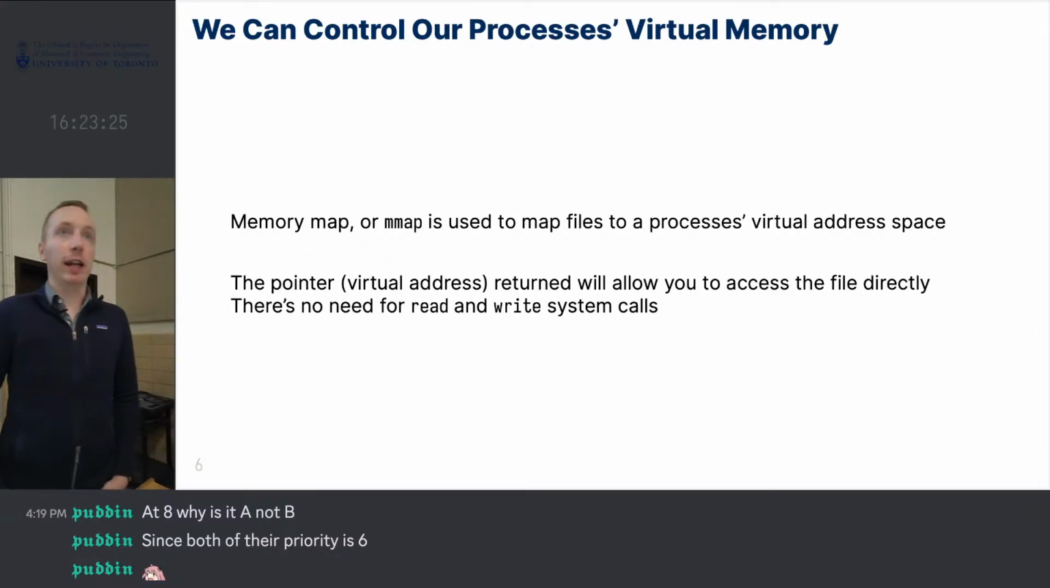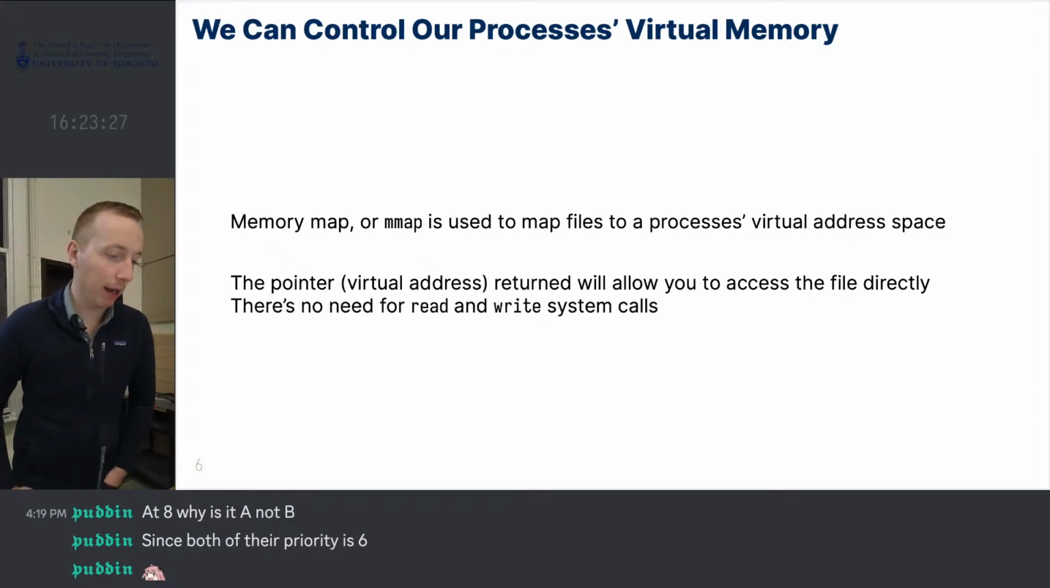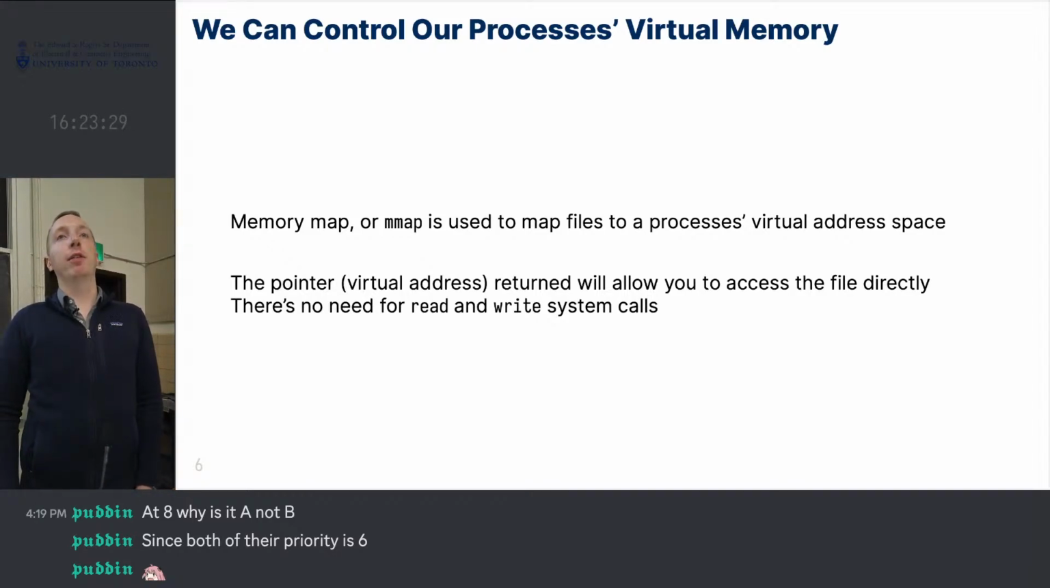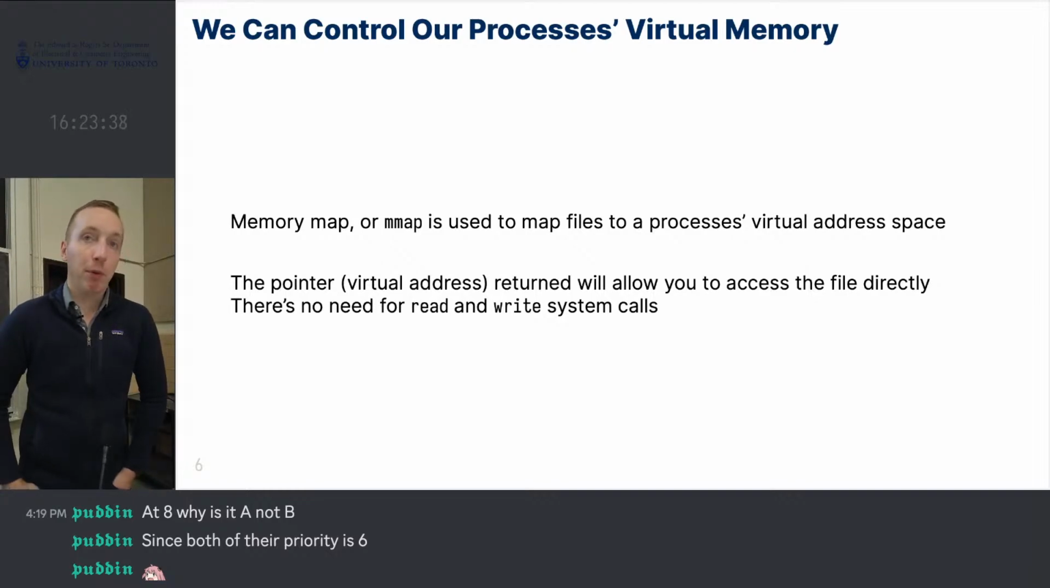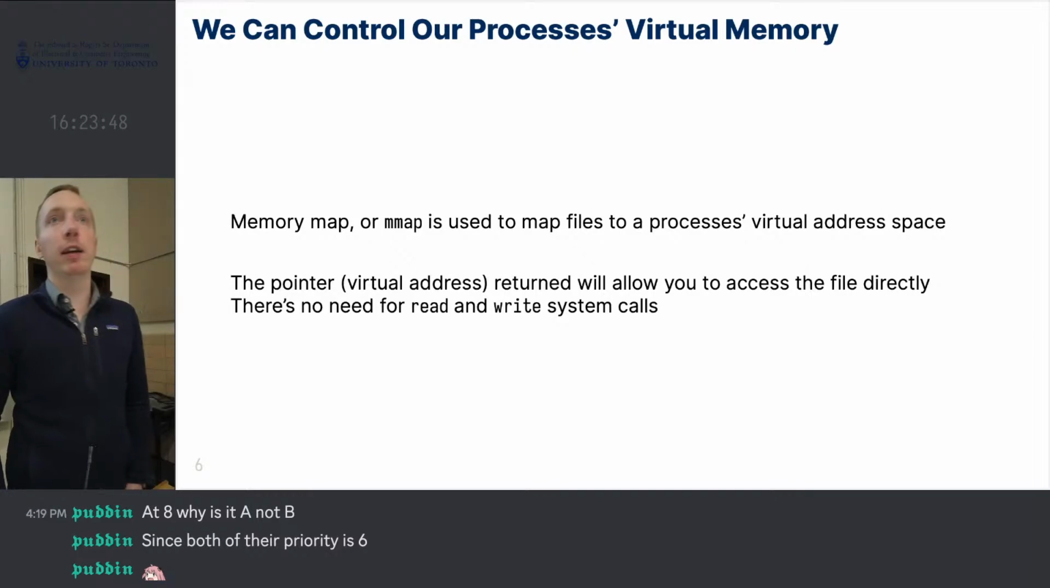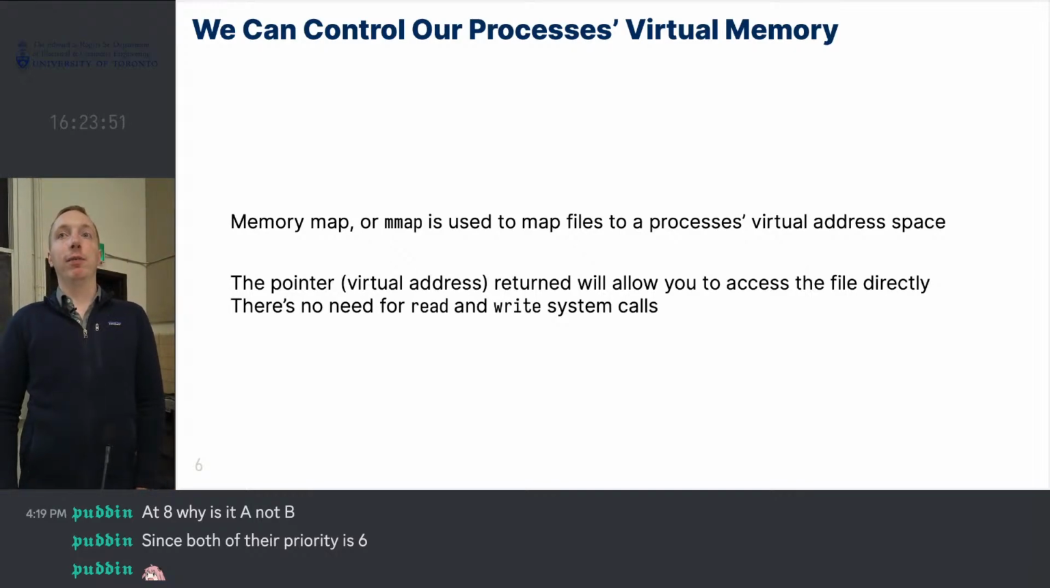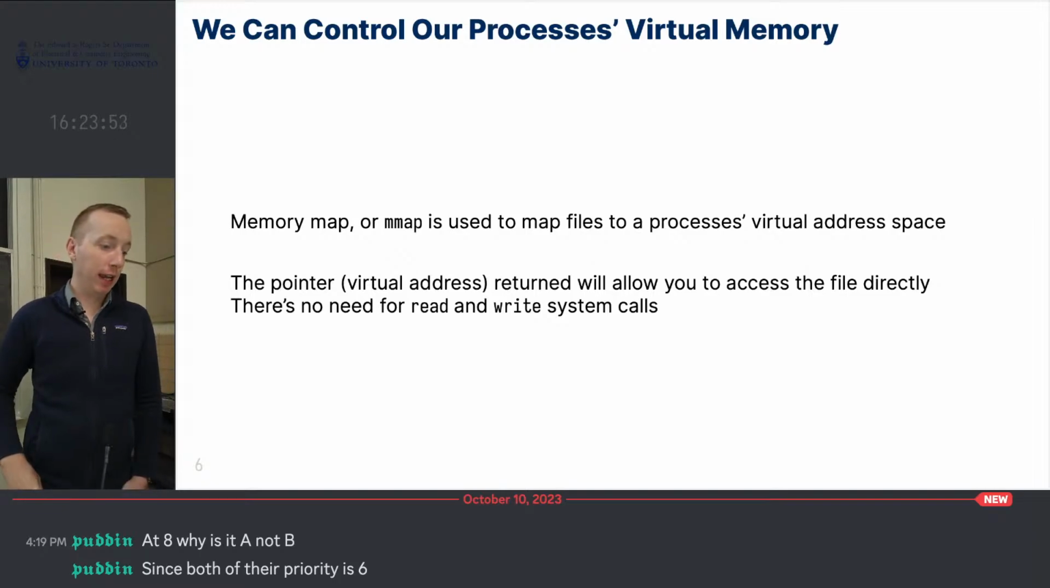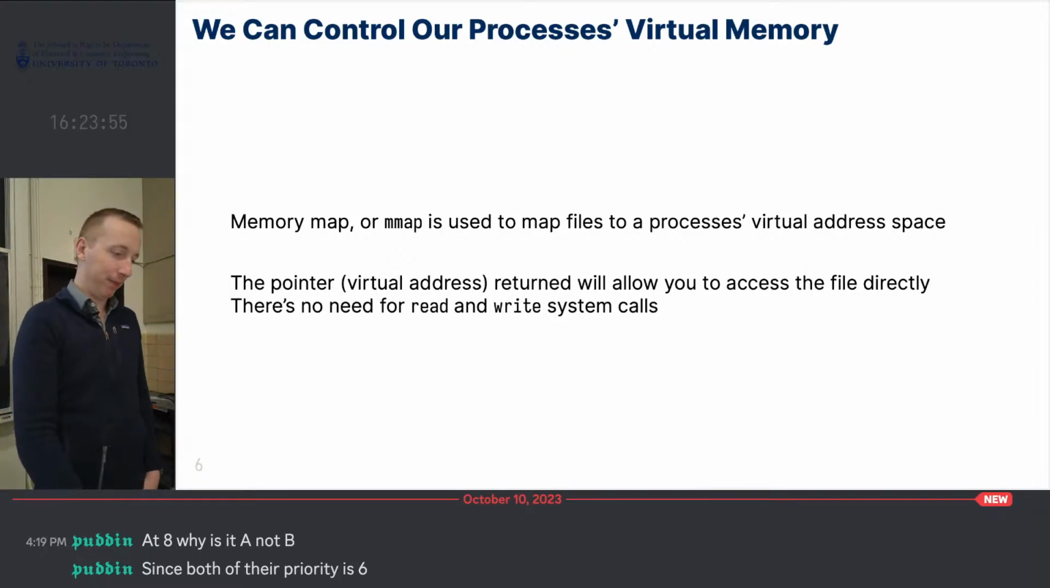There is a memory map system call, or mmap, and that allows us to do fun things like map files to virtual memory addresses. Then if we do this, we just have a pointer, and you can access the file directly as if it was memory. There's no need for read and write system calls. There's no need for buffers. There's no need for anything. You just use it as if it is one big array of bytes, and it is quite awesome.